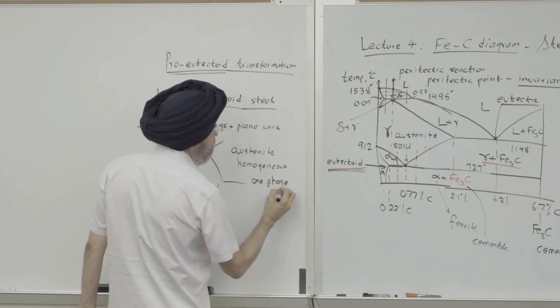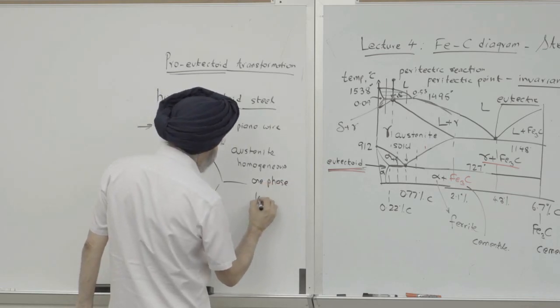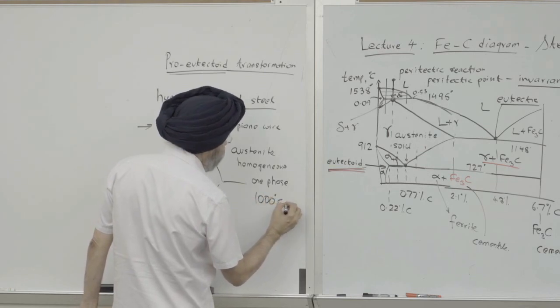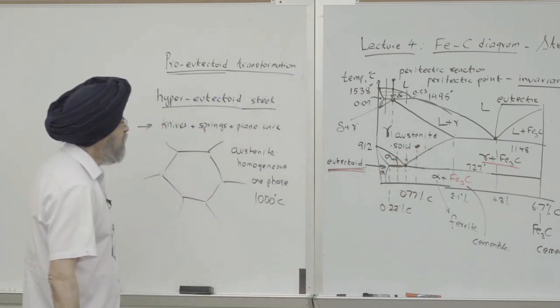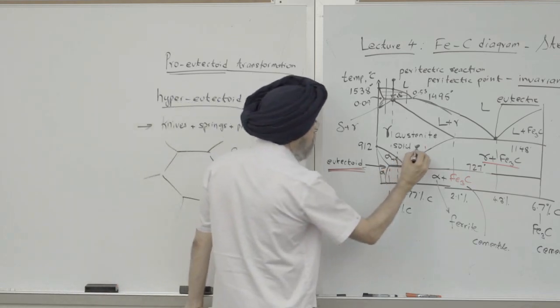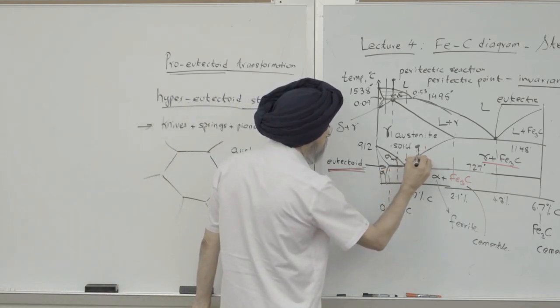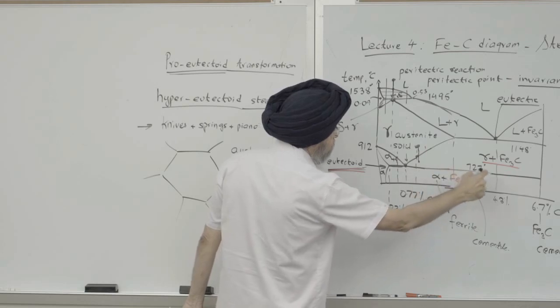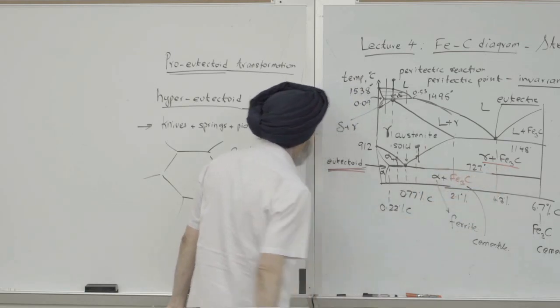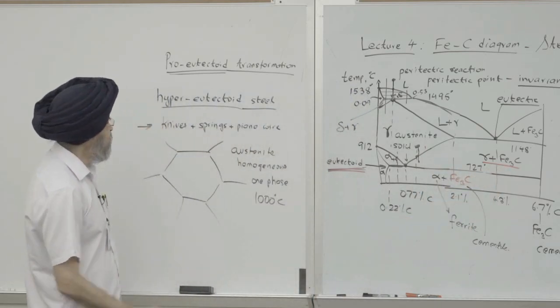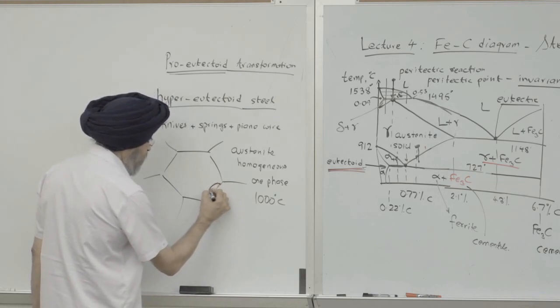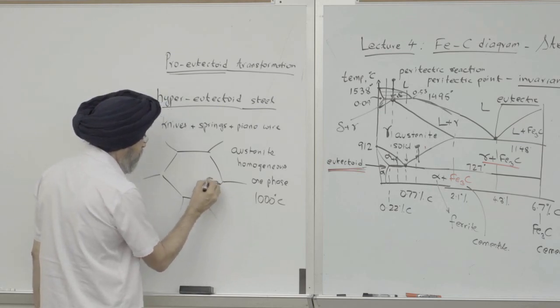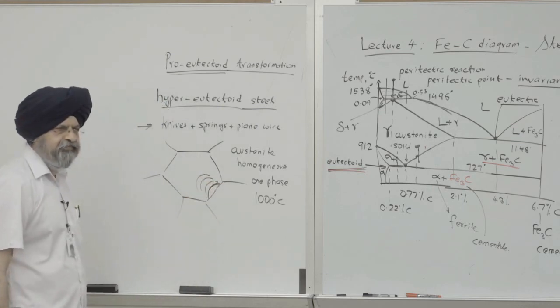And let's say we are at 1,000 degrees centigrade. So let's say we are over here. Now I cool from there slowly. When I get to this point, I get precipitation of Fe3C. Fe3C will also precipitate only on one side, not the other side. It'll grow in one direction.